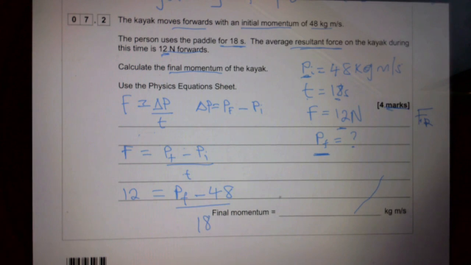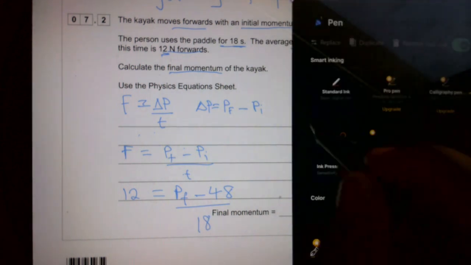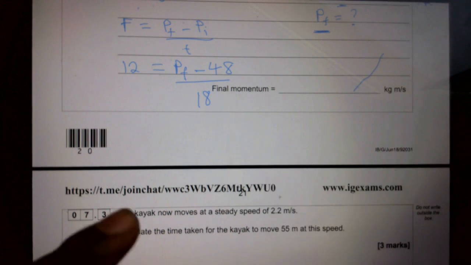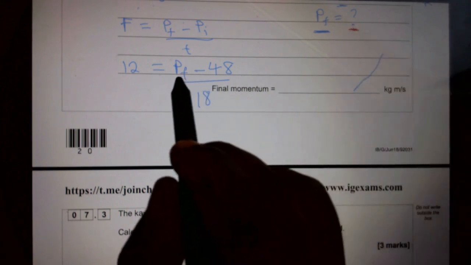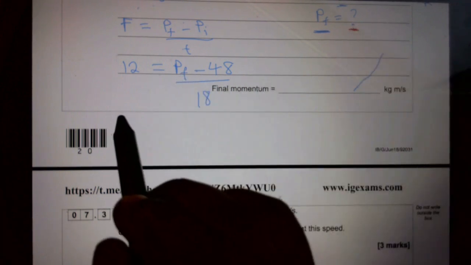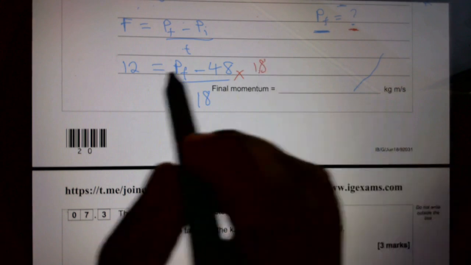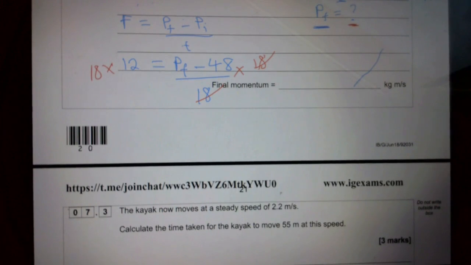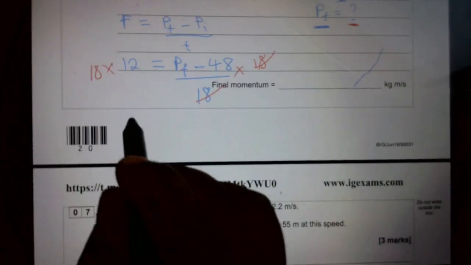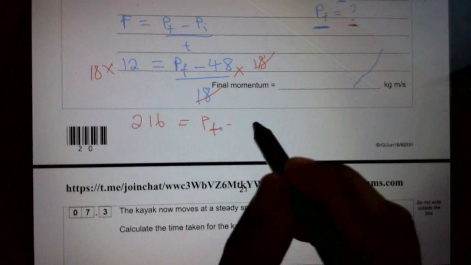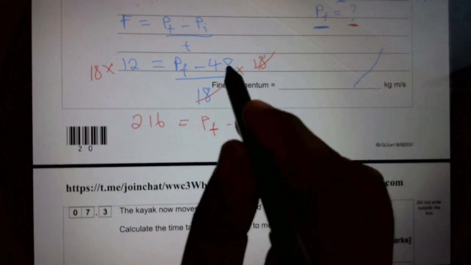Then what you need to do from here is solve for final momentum. Since the question requires you to find final momentum, you need to solve for it. Then you can cross multiply, it's okay, or you can multiply both sides by 18 to remove this 18. Then I will have 12 multiplied by 18, just to remove the fraction. Then I will have 216 is equal to final momentum minus 48 here, because the 18 is being removed.